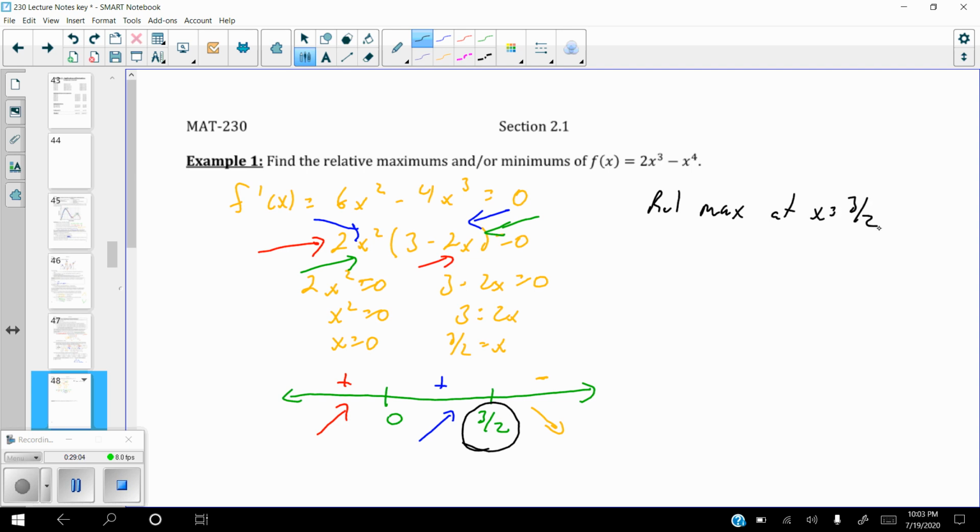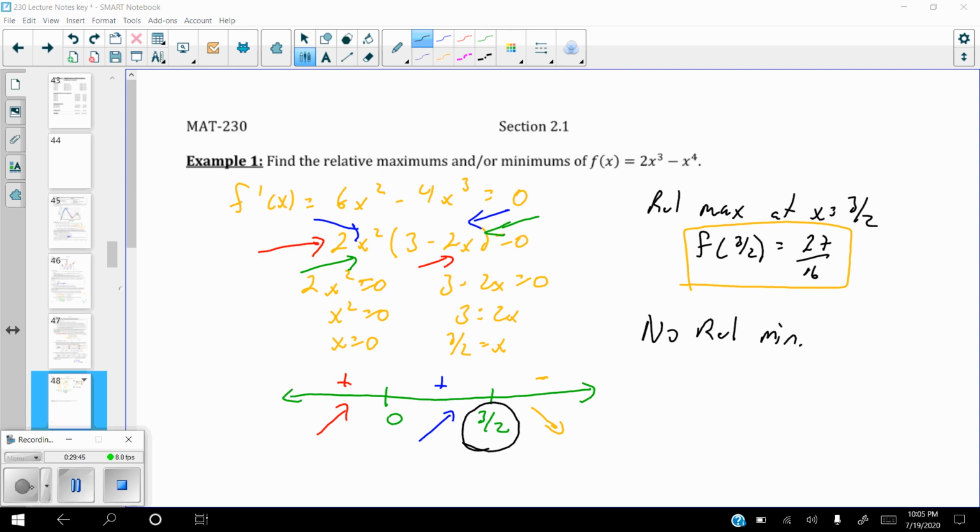Remember, however, that is not the actual maximum. I have to plug 3/2 back in, so the actual relative maximum is f of 3/2. Which I'm going to go ahead and just plug in real quick here, and let's see what we get. And that works out to be 27/16. So the relative maximum value is actually 27/16. And there is, in this case, no relative minimum.